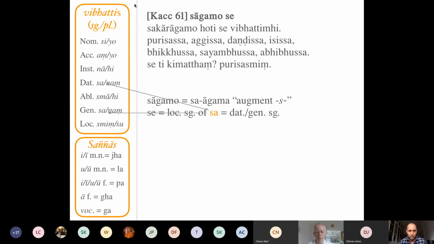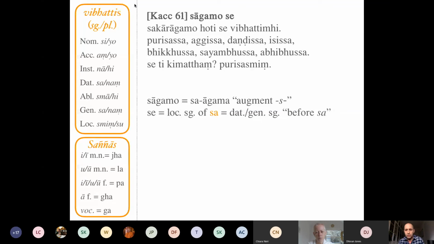So here sa, if you can see on the left, refers to dative singular and genitive singular. So the vibhakti or case ending for dative singular and genitive singular is called sa. Immediately, this is the first case ending that you will apply if you want to produce a dative or genitive singular. But the rule doesn't say sa, it says se. So se is just the locative of sa.